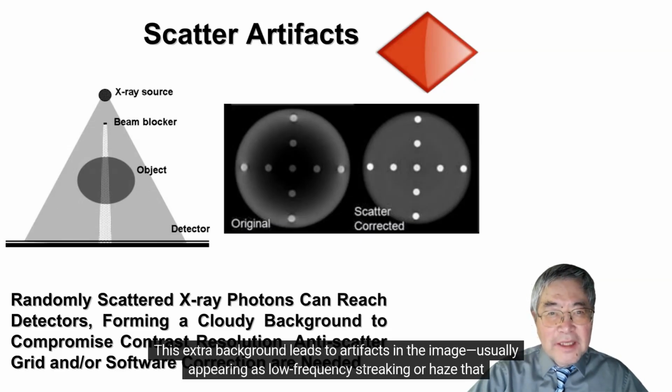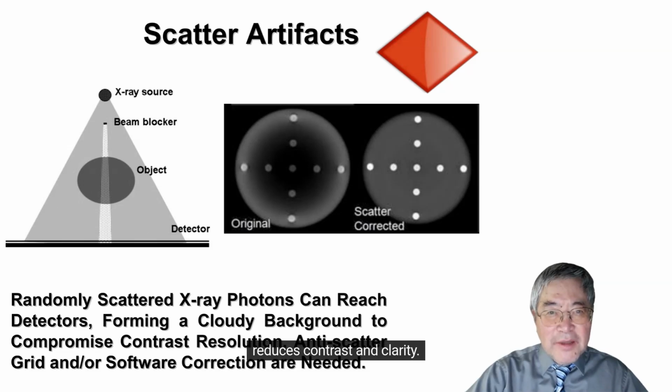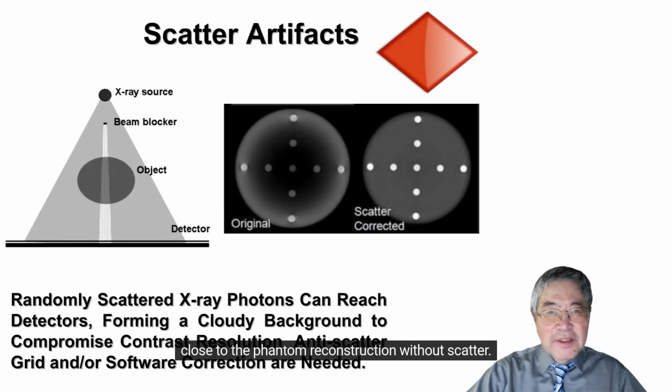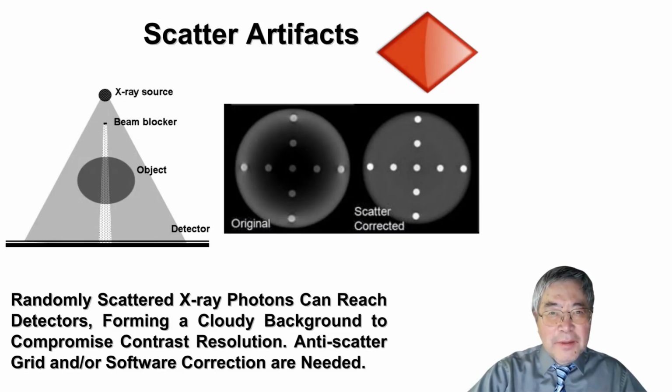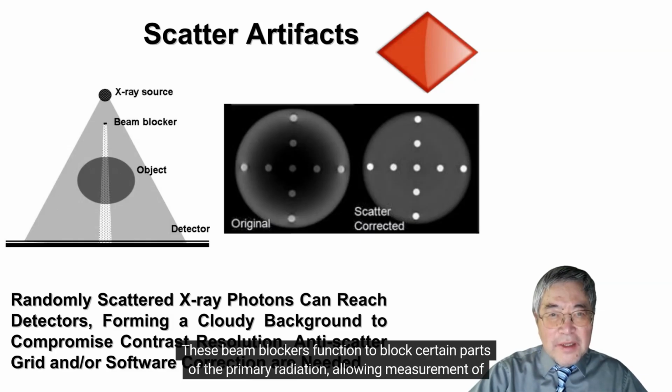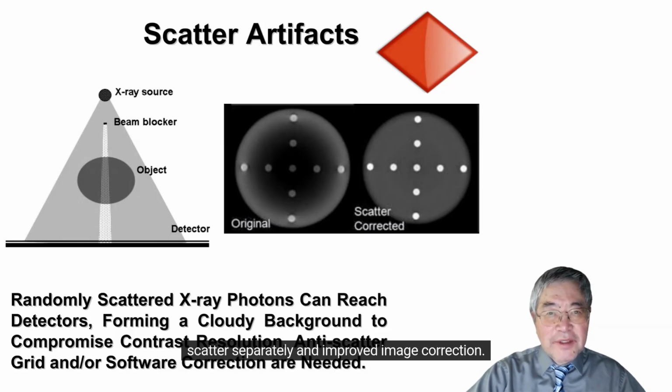This extra background leads to artifacts in the image, usually appearing as low-frequency streaking or haze that reduces contrast and clarity. If you correct for scattering components by estimating and subtracting them, you can restore the image quality close to the phantom reconstruction without scatter. One common method to reduce scatter is using beam blockers placed strategically. These beam blockers block certain parts of the primary radiation, allowing measurement of scatter separately and improved image correction.